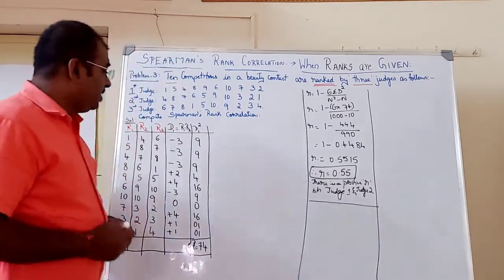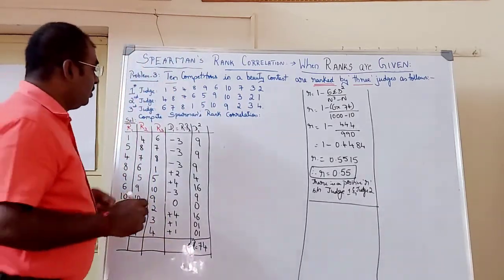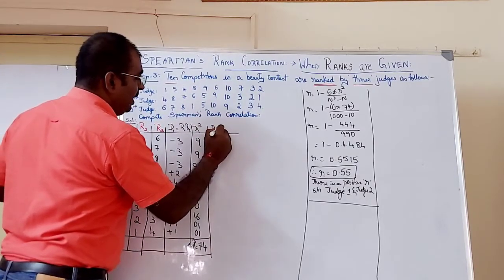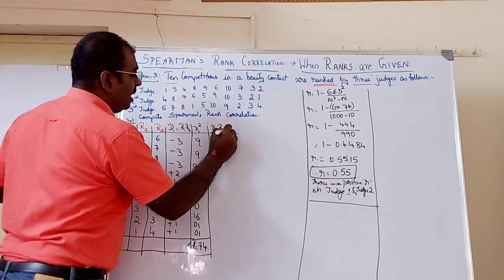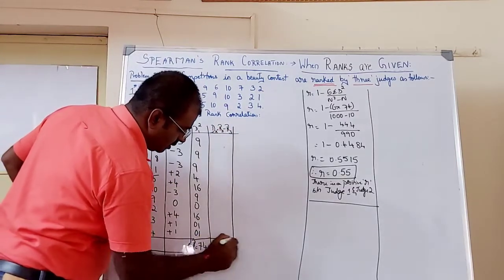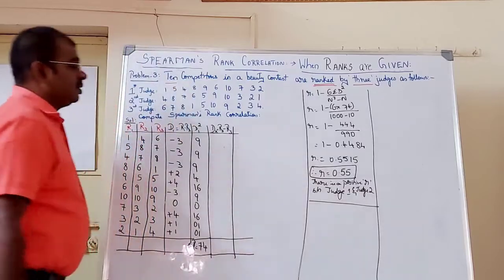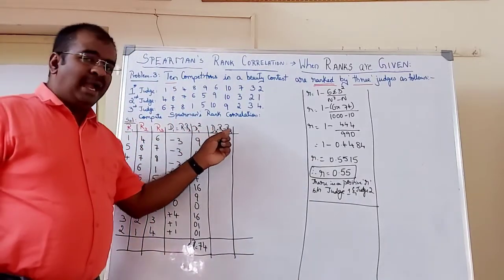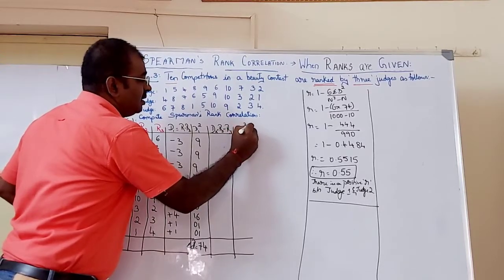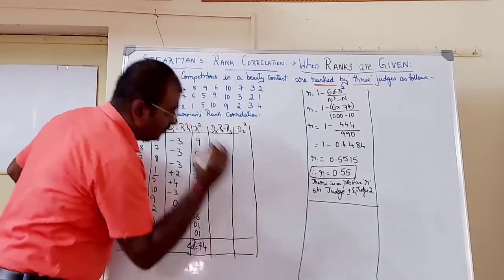Now, let us proceed further and find the difference D2 between judge 2 and judge 3. That is our next step. So the differences between judge 2 and judge 3, and then let us find out the D square.